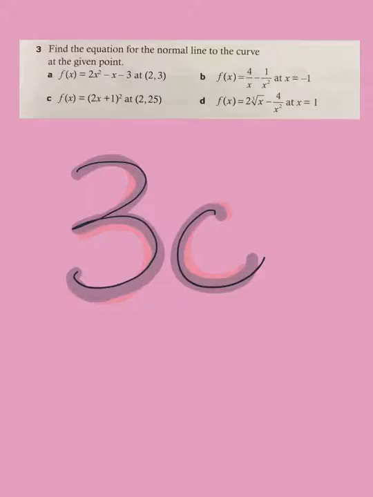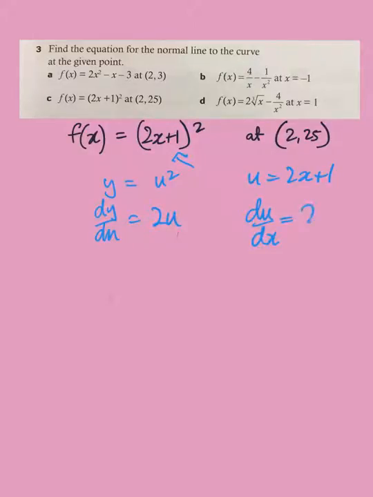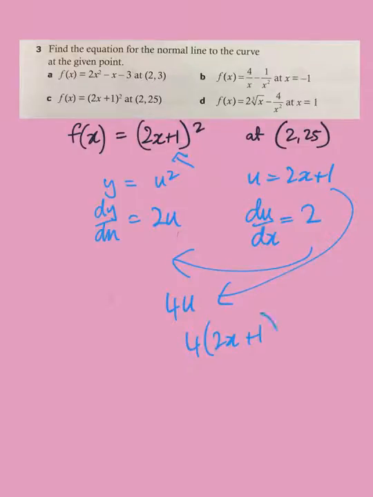Question 3C. This is an exciting question because I could use the chain rule here, couldn't I? I could just say y is equal to u squared and u is equal to 2x plus 1. And then I could say dy/du is equal to 2u and du/dx is equal to 2. And then I can just multiply those two together. So that's 4u and substitute back in for u, and that's 4 times (2x plus 1), which is equal to 8x plus 4. I could do it that way. That's fantastic.